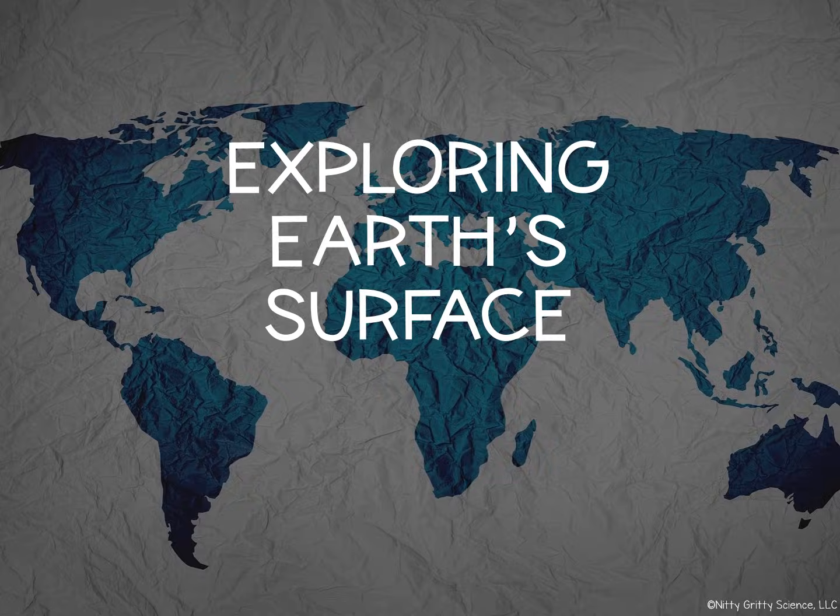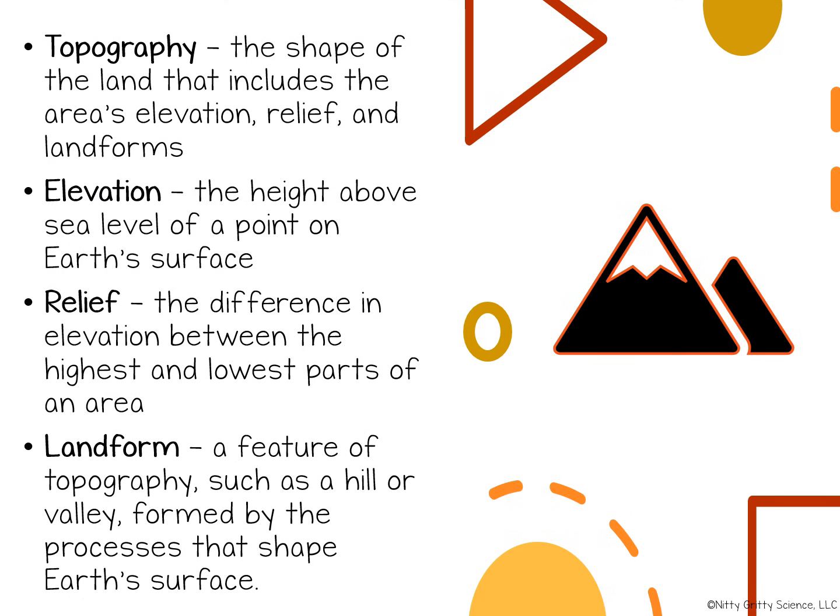Exploring Earth's surface. Geomorphology is the branch of geology that is concerned with landforms and the processes that create them. Geomorphologists distinguish many types of landforms by looking at topography. Topography is the shape of the land, which could be flat, sloping, hilly, or mountainous. The topography of an area includes the area's elevation, relief, and landforms.